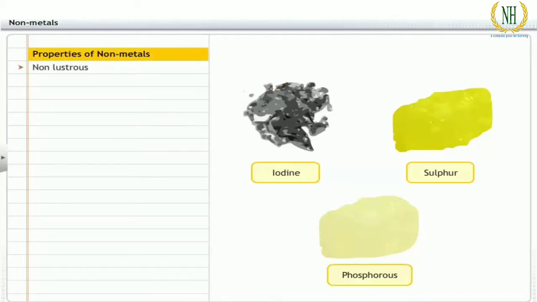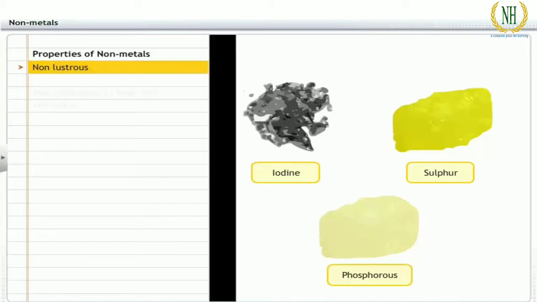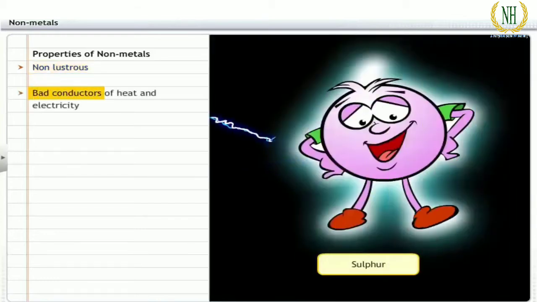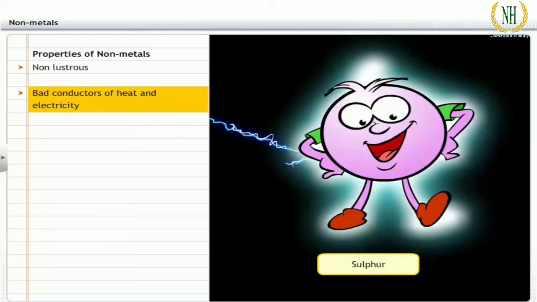Nonmetals usually show some or all of the following properties. They do not exhibit luster. Nonmetals are bad conductors of heat and electricity. They do not contain free electrons in them, so they do not conduct heat and electricity. For example, sulfur.